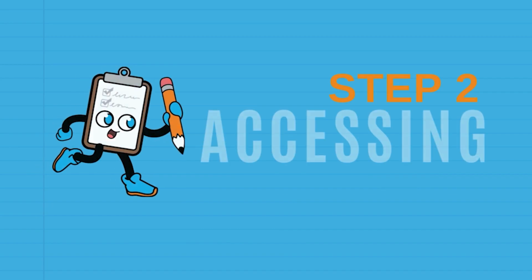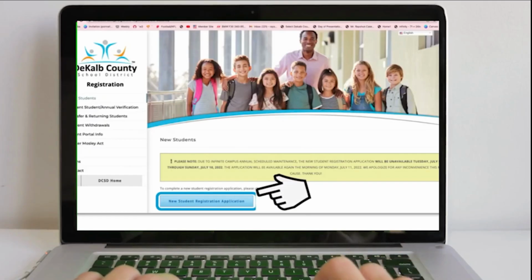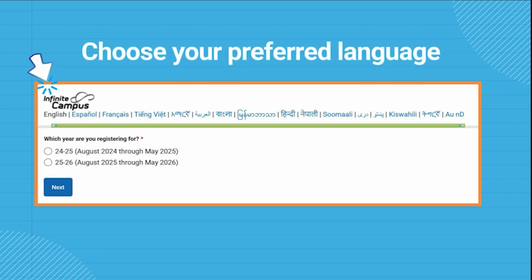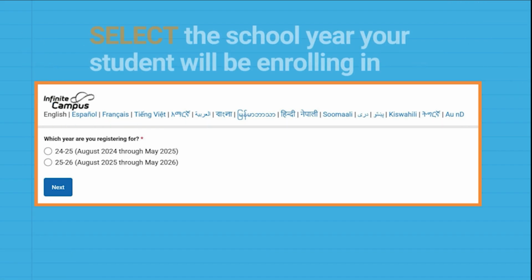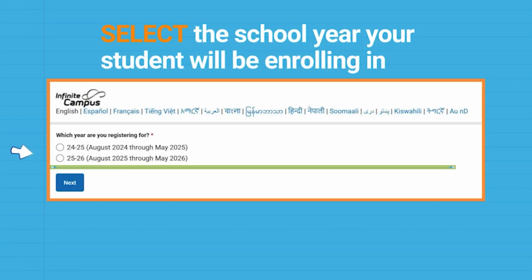Step 2. Accessing the application. Go to the registration website and click the blue button in the center of the screen to begin. The recommended browsers for accessing Infinite Campus are Google Chrome and Mozilla Firefox. At the top of the page, you'll see a language selection option. Choose your preferred language. Once selected, the system will automatically update to your chosen language. Next, select the school year your student will be enrolling in. For this case, choose August 2025 to May 2026.